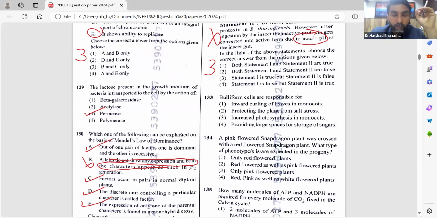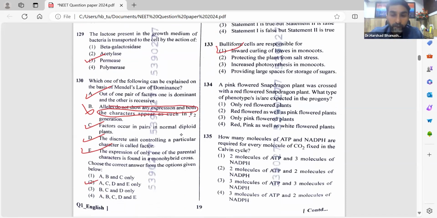Bulliform cells are found in monocot leaves. They help in curling by losing water. So it's inward curling, which is option number 1. A pink flower snapdragon was crossed with a red flower. Pink flower would have a genotype of capital R, small r, and red would have capital R, capital R. If you do the cross, you get 50% pink and 50% red. So red flower as well as pink flower would be obtained.